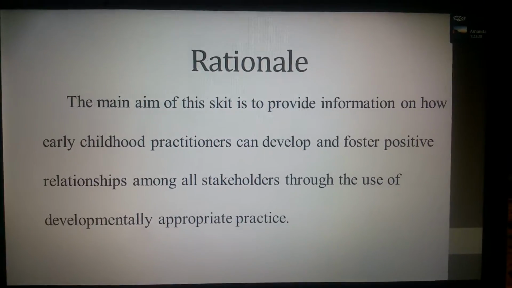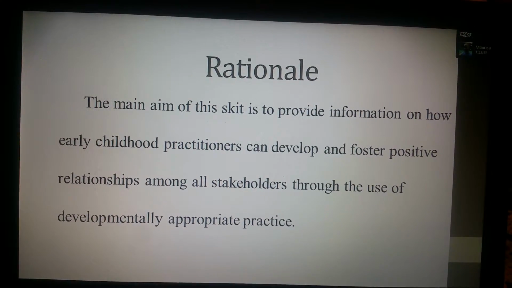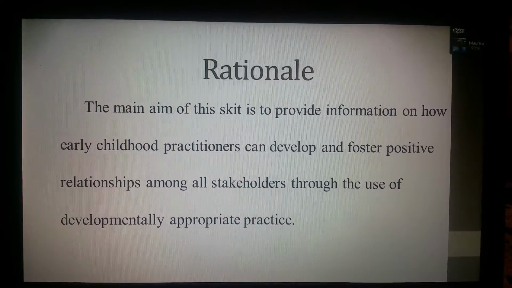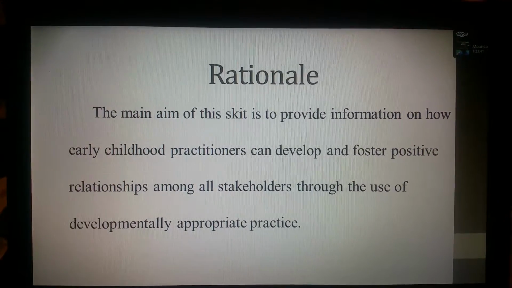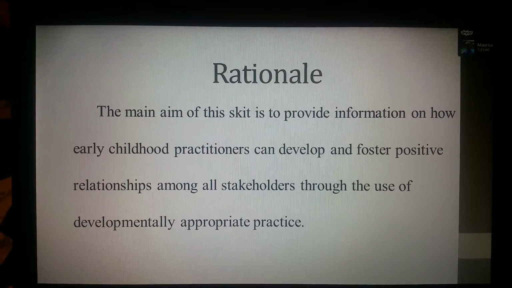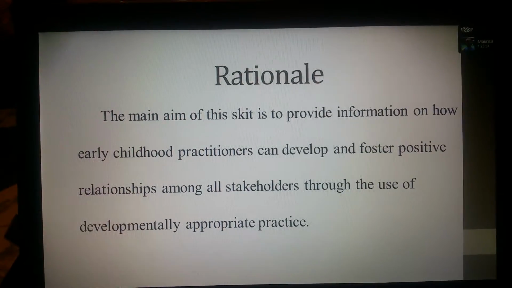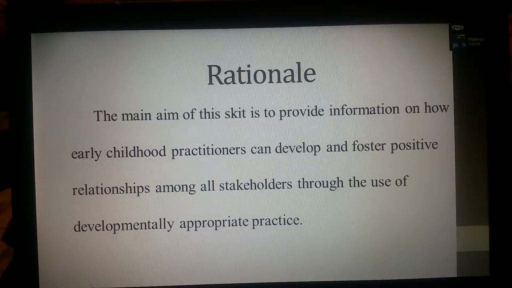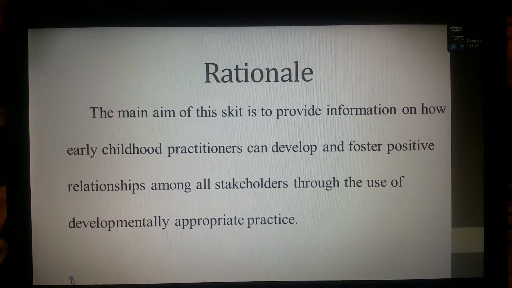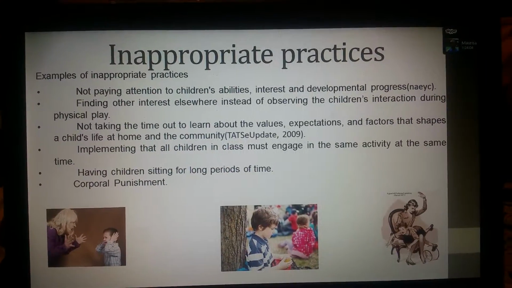The main aim of this kit is to provide information on how early childhood practitioners can develop and foster positive relationships among all stakeholders through the use of developmentally appropriate practice. We chose this standard because we believe it is of paramount importance that early childhood practitioners develop an awareness of what is developmentally appropriate and inappropriate within the learning environment, and how inappropriate practice can hinder good relationships among stakeholders. Inappropriate practices were done by Yael.